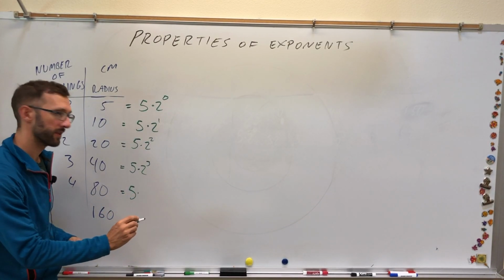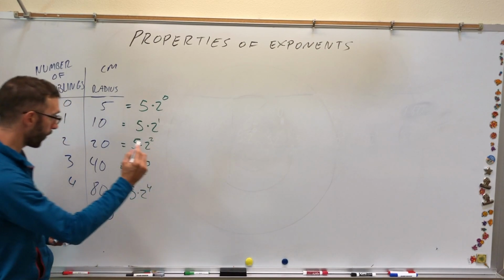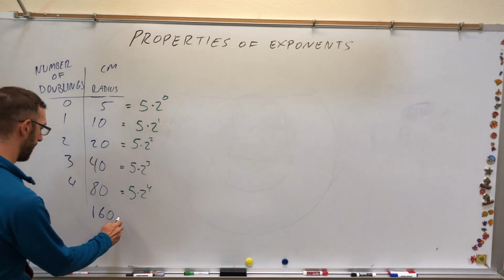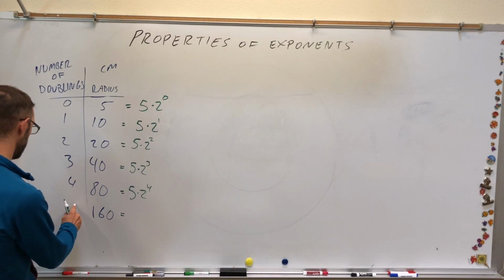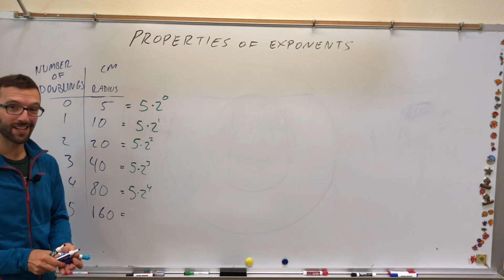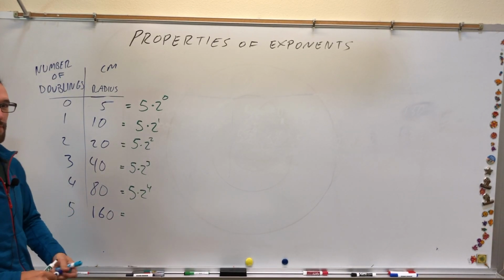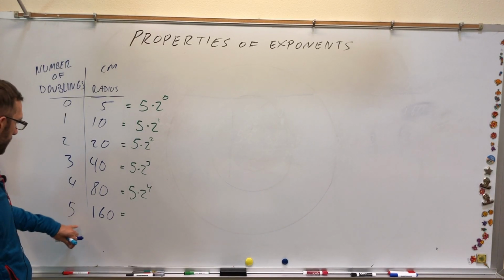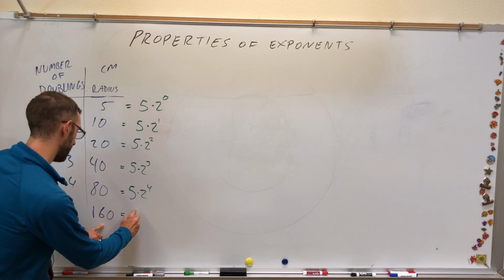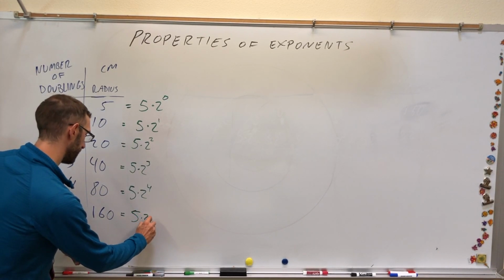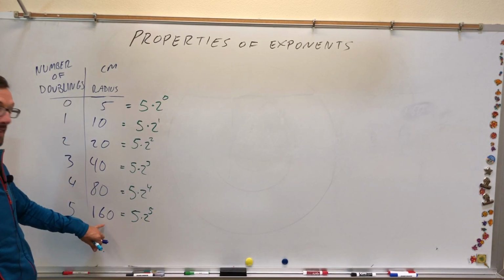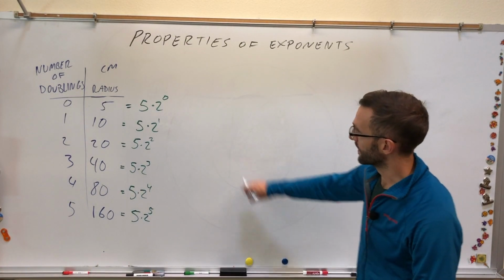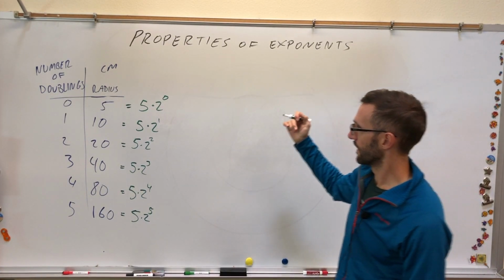5 times 2 to the 4th. Great. Okay, we're starting to see a pattern here. Once we get to the 5th doubling, which we didn't actually do, but that's kind of the beauty of mathematics. You can just see what it would be, even if you didn't do that. So 160 would be 5 times 2 to the 5th, because by this point we would have doubled 5 times. All right, so we're going to break down the properties of exponents here.